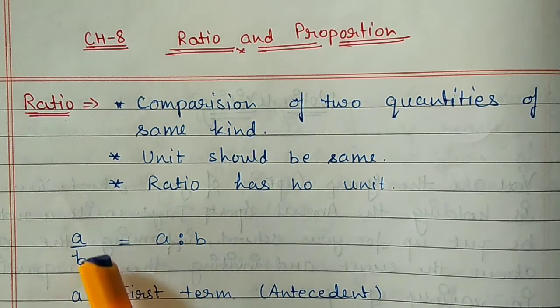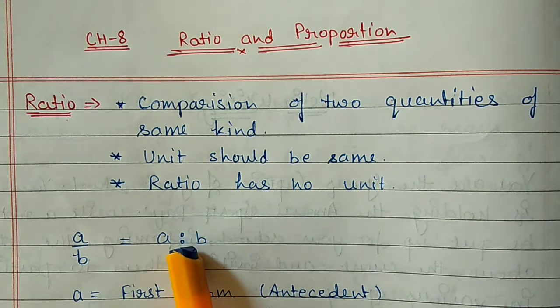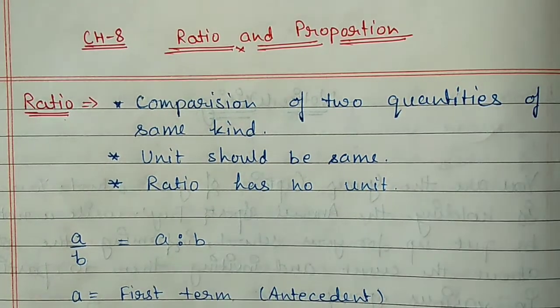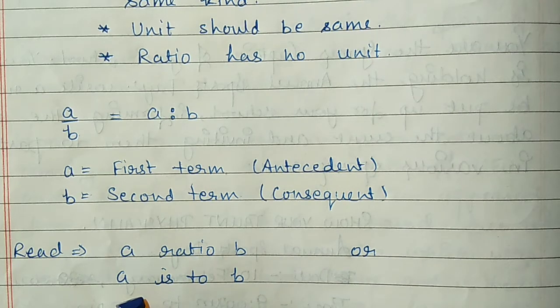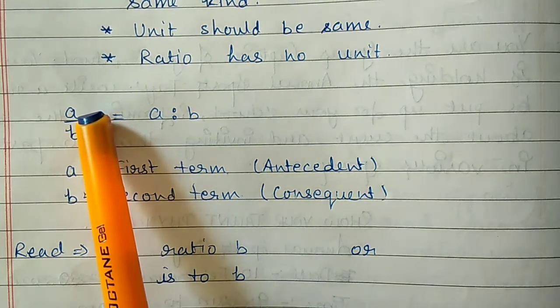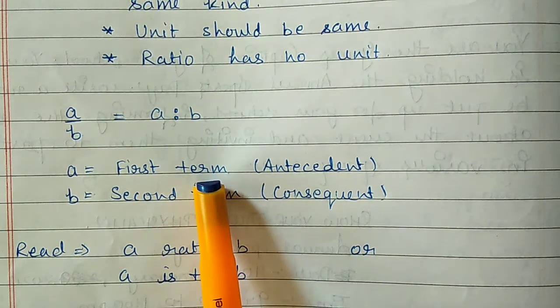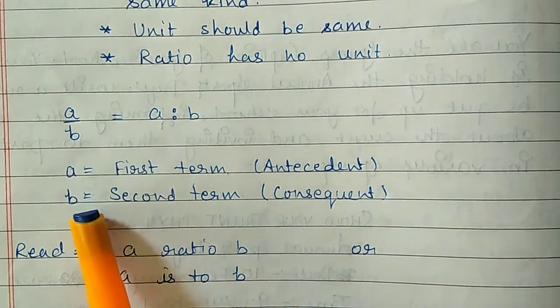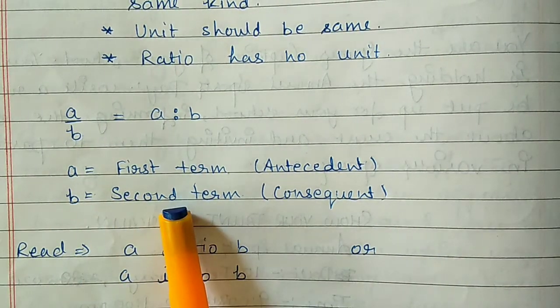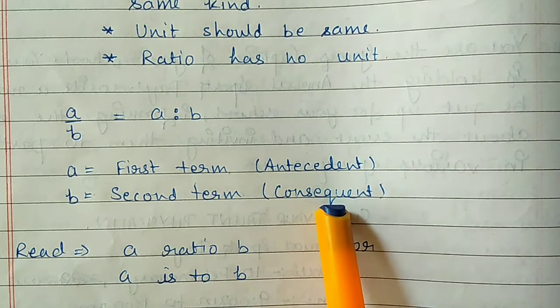And A divided by B means we can write it as A ratio B. How will we read it? We can read it as A ratio B, or we can read it as A is to B. This numerator part we will call the first term of the ratio or the antecedent. And this denominator part B we will call the second term of the ratio or the consequent.